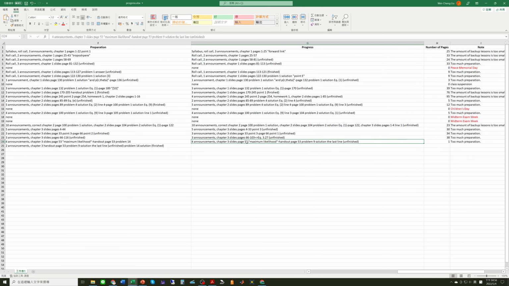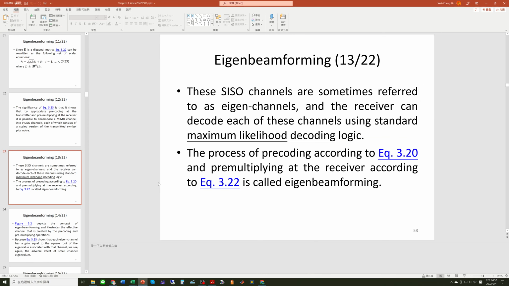Then let us go back. This is from the chapter 3 slides, page 53: maximum likelihood. Before introducing maximum likelihood, we have taught chapter 3, here chapter 3 slides, page 103. So please open the slides of chapter 3.